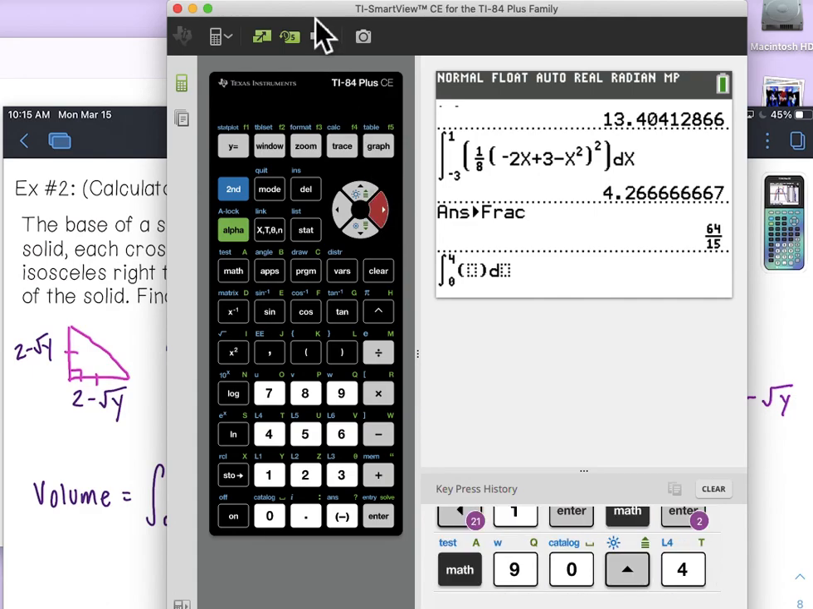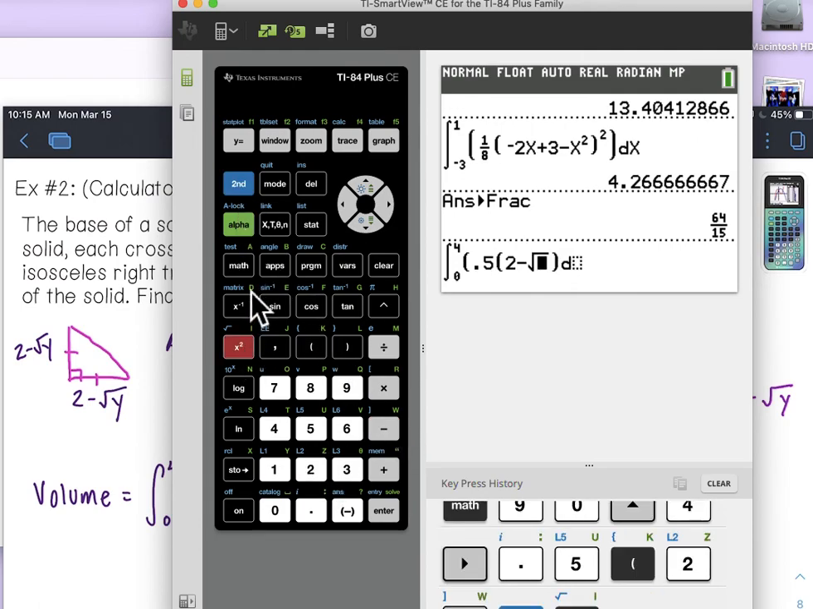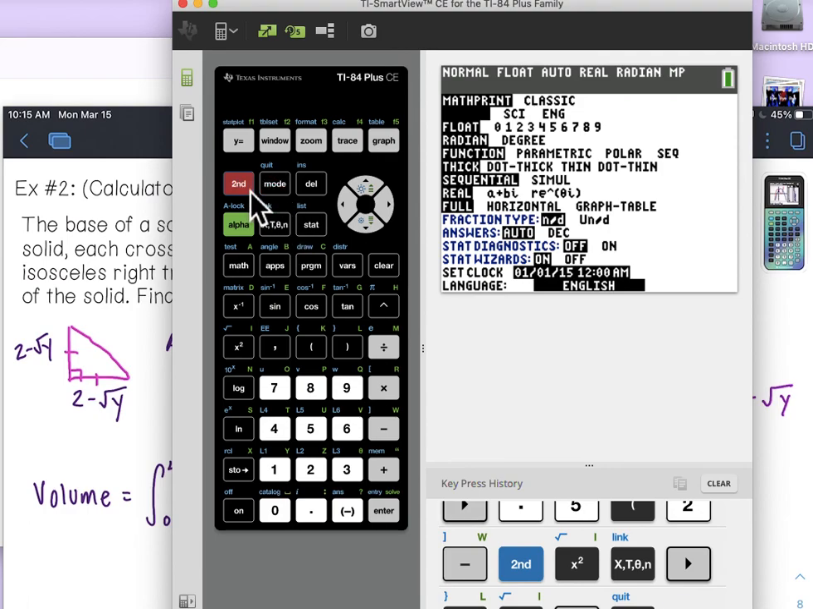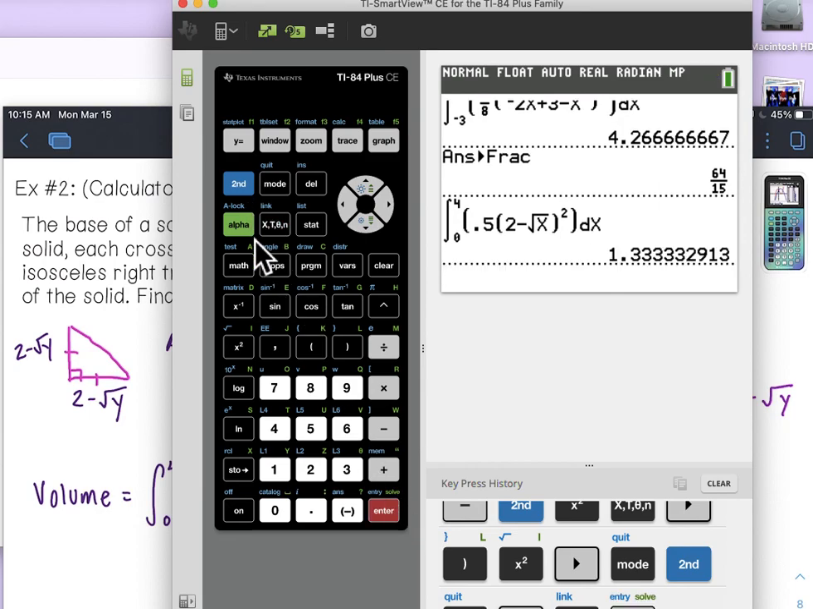And then we had 1/2, so 0.5 times 2 minus the square root. It says y, but I'm going to use x just for ease of typing. Squaring that quantity, I used an x, whoops. Now we're going to scroll all the way through because I pressed the wrong button. Okay, hit x. There we go. We can get our decimal approximation.